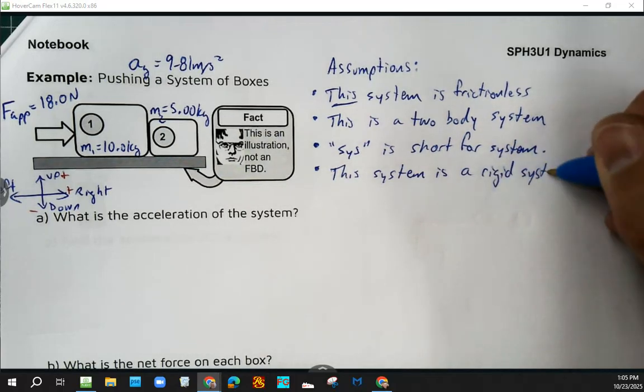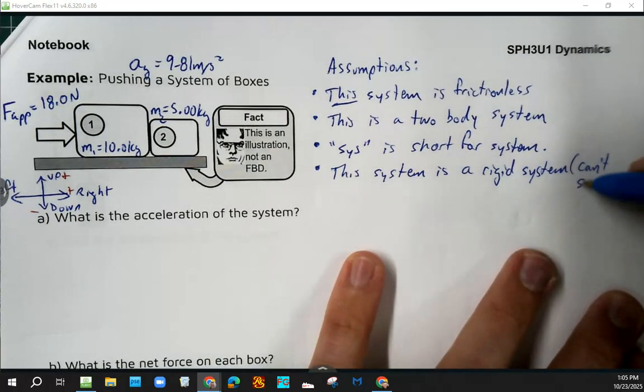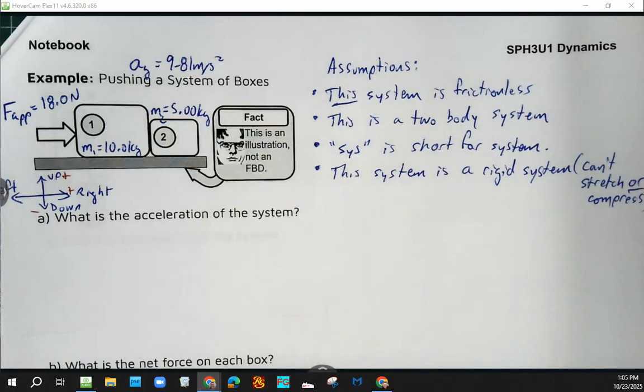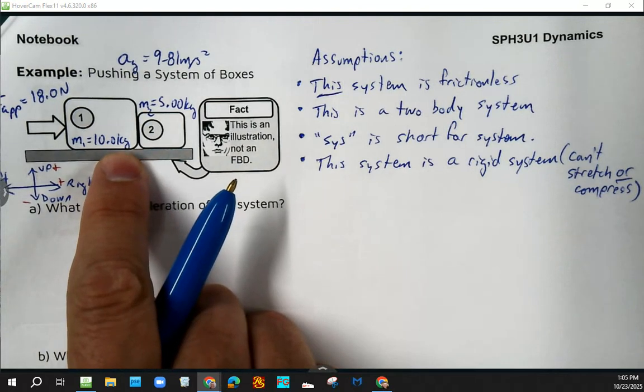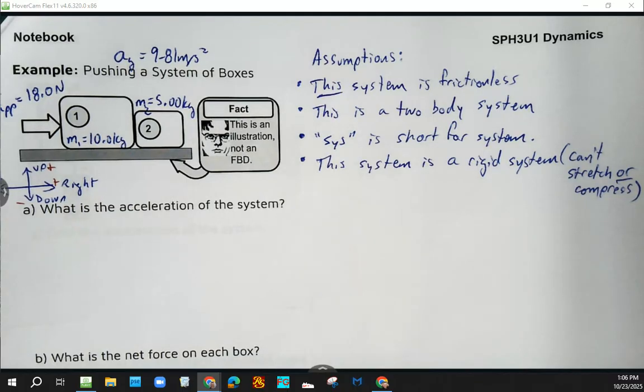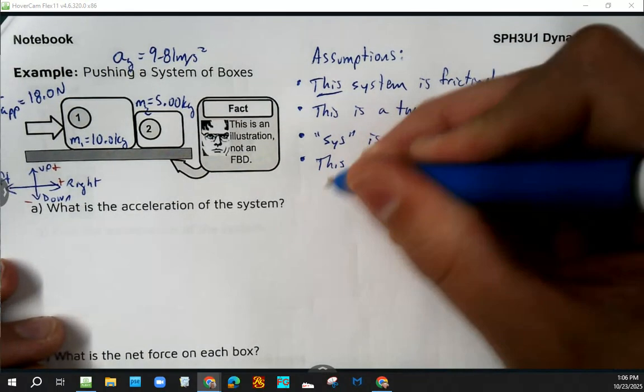Well, what does that mean? Well, a rigid system can't stretch or compress. And think about what that would mean if this was not a rigid system: one of these two boxes could be made out of sponge and could collapse if I push on it or something, right? So to say that it's a rigid system conjures up the image of the wooden blocks that I played with as a kid. You know, they're non-compressible. Something solid that can't squish, right? All right, and then finally, these objects don't accelerate vertically.